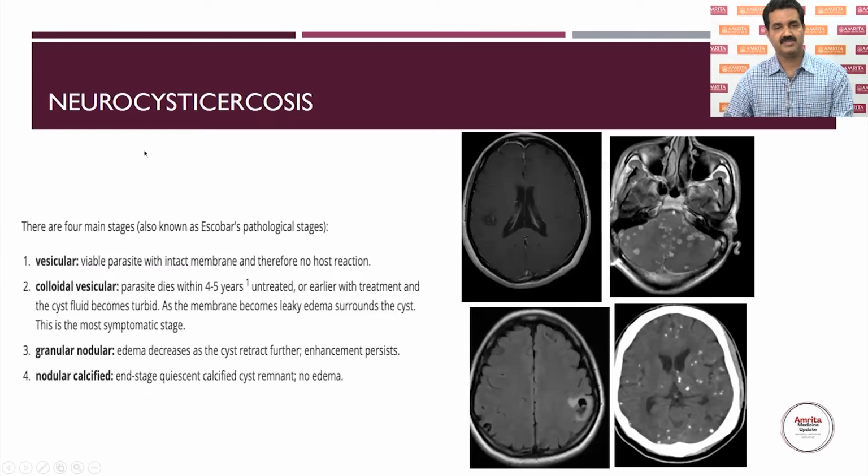So neurocysticercosis, another differential. Neurocysticercosis is a very common differential outside Kerala because of the high prevalence of this lesion. You can see there are several stages. Vesicular means you can see a small lesion, and inside you can see a small scolex-like thing. Then colloid vesicular would be a little bit more hyperintense in the T2. The granular nodular stage means there will be edema like this, and there are multiple lesions. And the nodular calcified lesion is the end stage lesion.